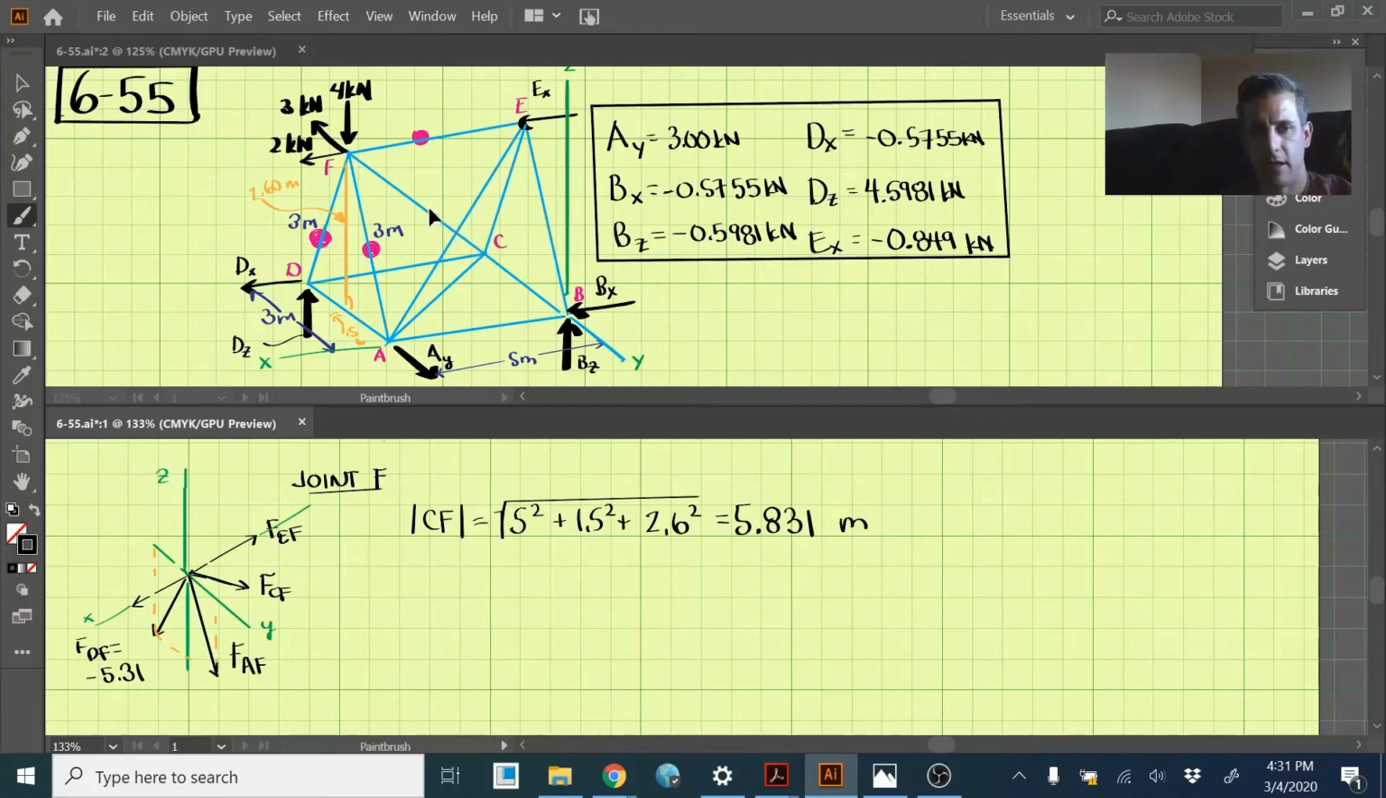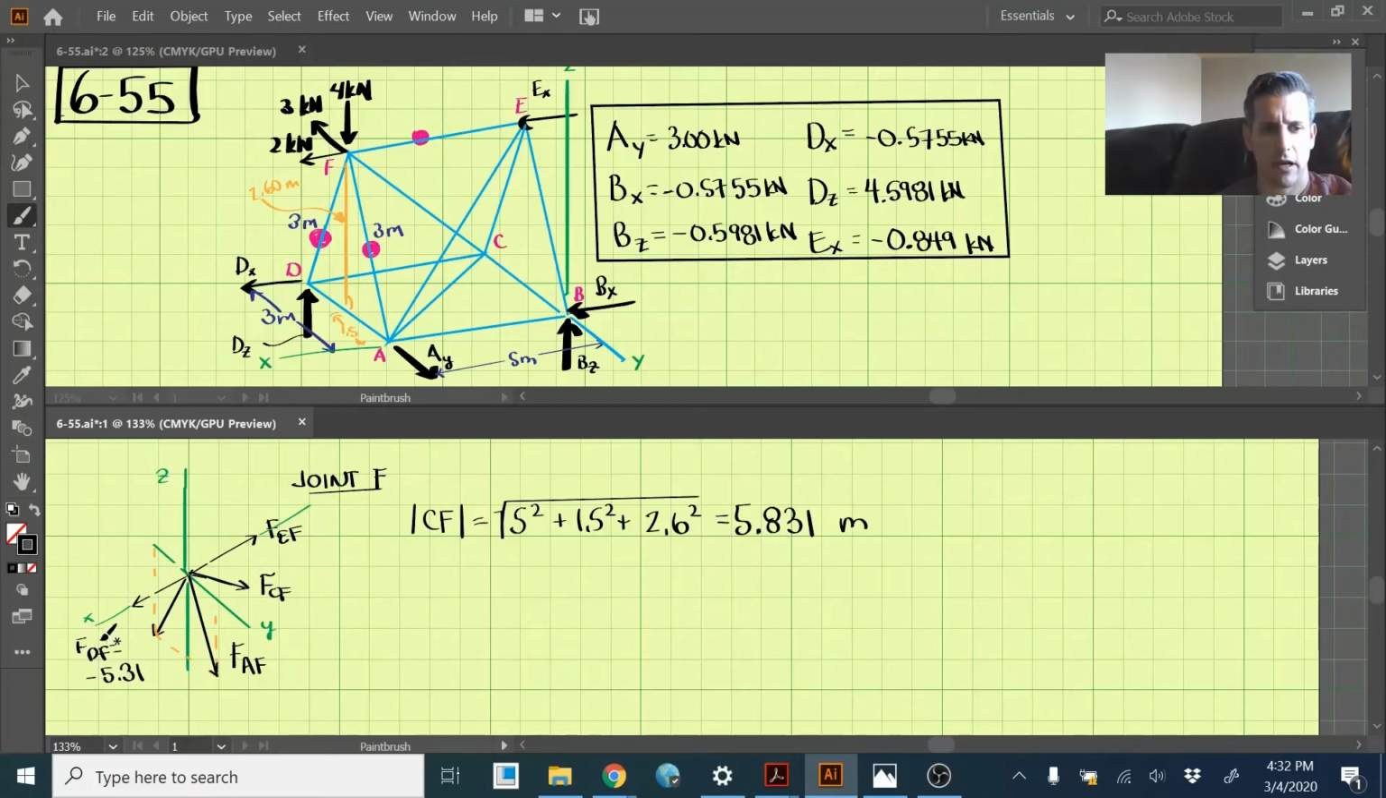CF, or FC, here, this member in the back, is kind of an odd member, and I think we'll need the directions of that member. So I quickly found the length of CF, which is, in the X direction we have 5, in the Y direction 1.5, and in the Z direction we have 2.6. So finding the hypotenuse using the sum of the squares, taking the square root of that, the total length of CF is 5.831 meters.